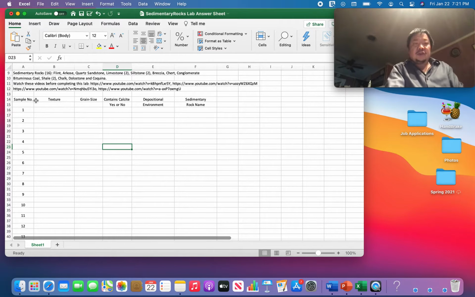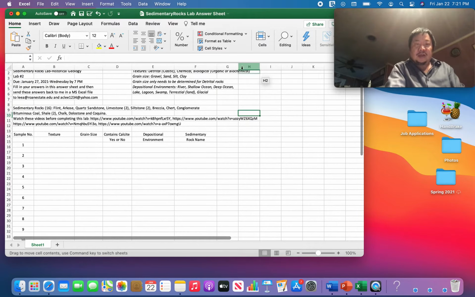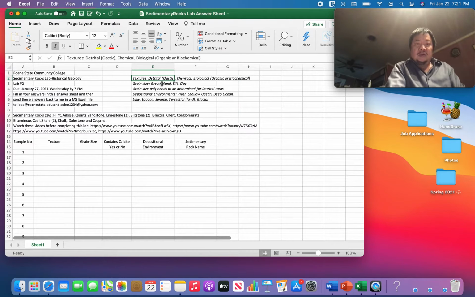As far as texture goes, there's 3 possible textures for the sedimentary rocks. You can write detrital, and the other word for detrital is clastic. So if you see someone referred to a texture as clastic, it means the same thing as detrital. Second type of texture is chemical, and the third is biological, which is also called organic or biochemical or bioclastic. But we're going to use the 3 terms detrital, chemical, and biological.